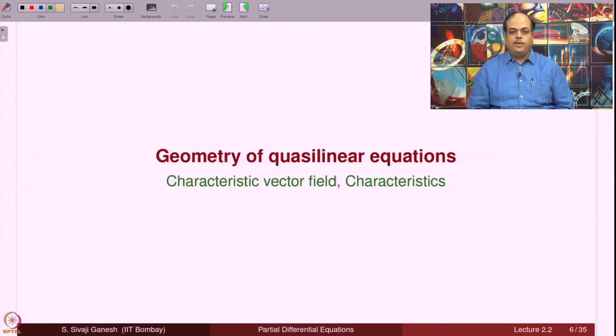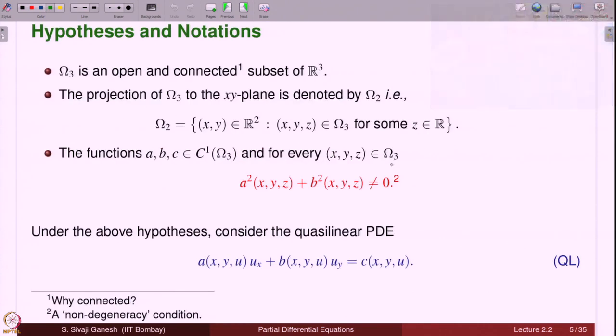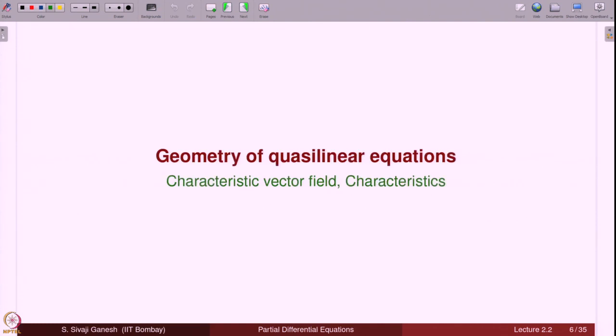Now, let us discuss the geometry of quasi-linear equations. That means, this equation says something about the geometry of what? Of a solution surface. If you have a solution of this equation, let us say u of x y defined for x y in some domain D, then z equal to u x y will be a surface, and this equation says what kind of restrictions are imposed on the surface. Geometrically what this PDE means for a solution surface, that is what we are going to discuss.